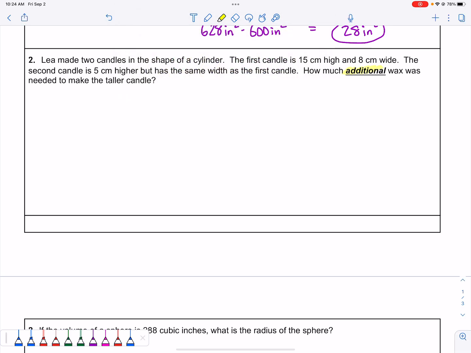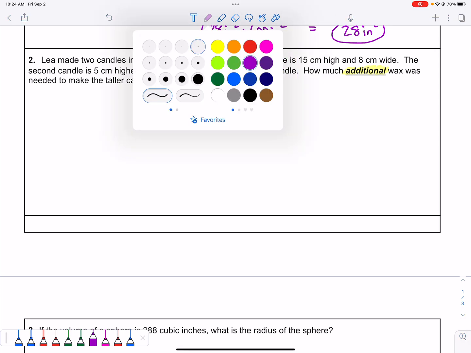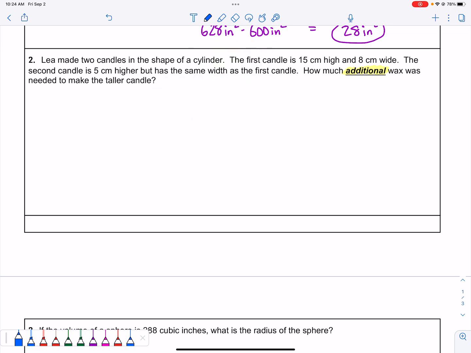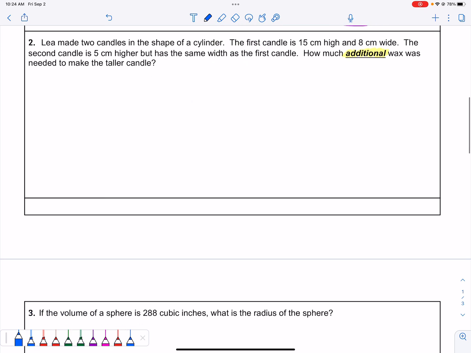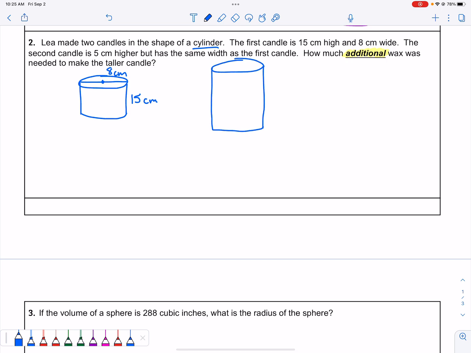So I like to draw it out to see what they're talking about. So she said the first candle, and it's in the shape of a cylinder, was 15 centimeters high and 8 centimeters wide. And then the next candle was the same width, but it was taller by 5 centimeters. So I know that would be 20 centimeters tall now and still 8 centimeters wide.